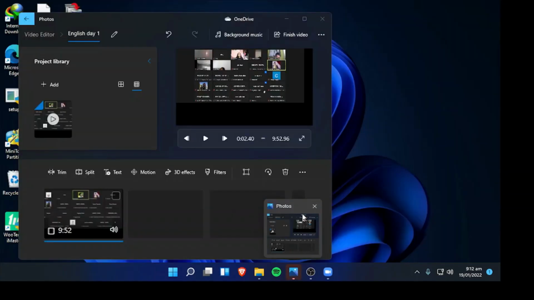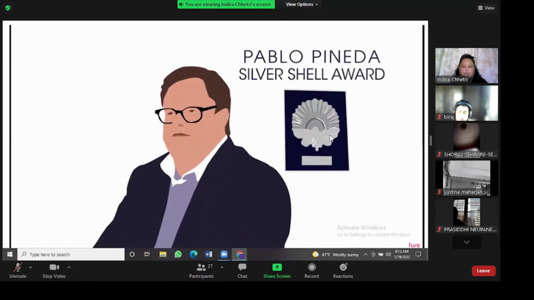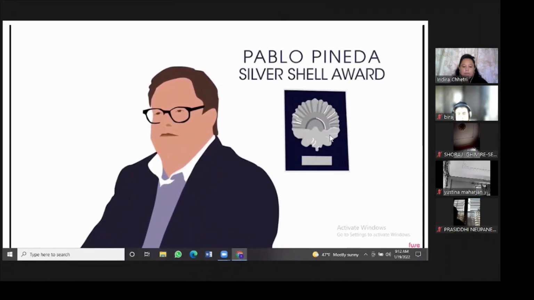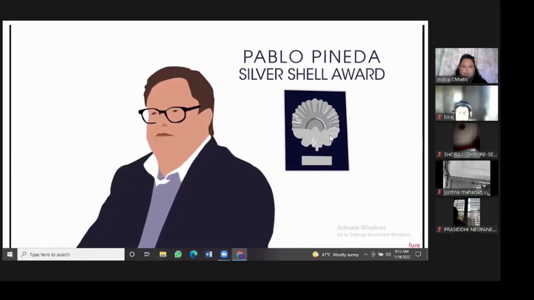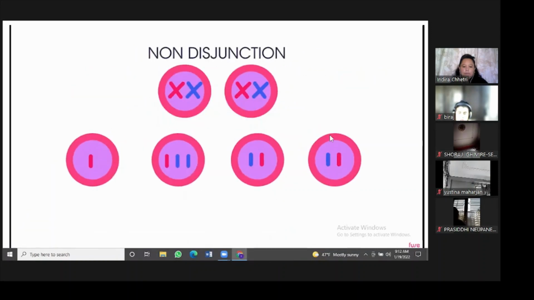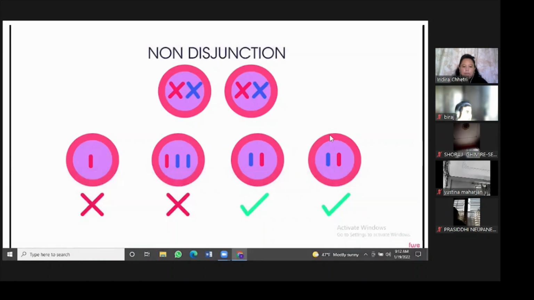Pablo Pineda, for example, a Spanish actor who won a Silver Shell Award in the San Sebastian Film Festival, was also the first person with Down syndrome in Europe to get a university degree. He now has two. Non-disjunction does occur with other chromosomes, but these usually result in miscarriage. This is less likely to happen with a 21st chromosome because it is relatively small.